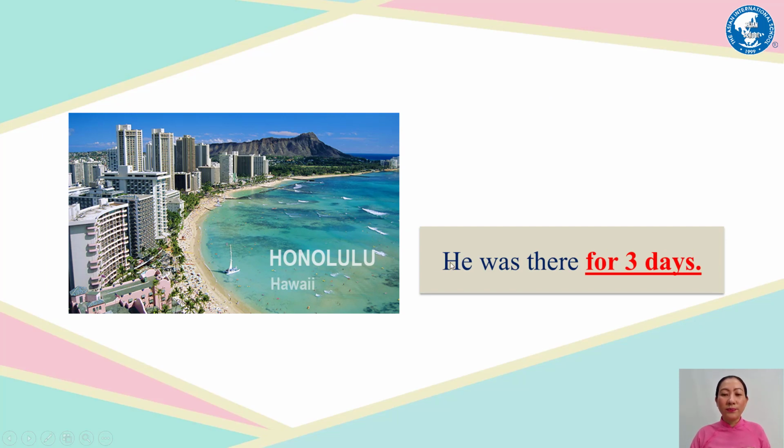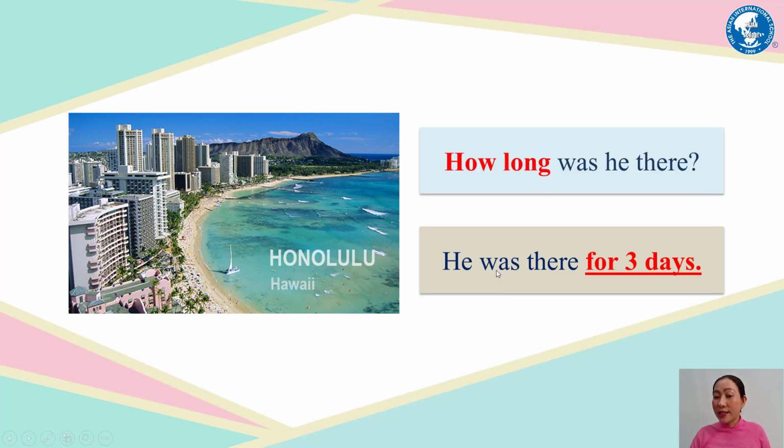And the second one, the next sentence is about Honolulu. He was there for 3 days. Who can make a question? Is for 3 days a period of time or a point of time? A period of time. And how about your question? How long? You can see to be was, so use was for the question. How long was he there? You don't say how long did he there. You look at the answer, using to be was. Okay, so the question is, how long was he there? That's right.